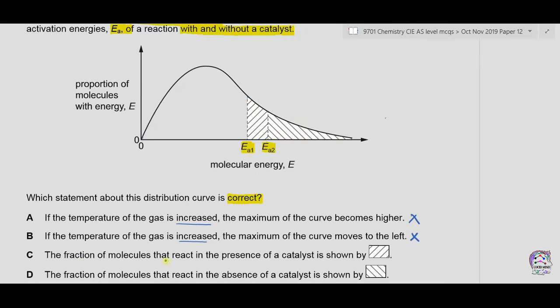C. The fraction of molecules that react in the presence of a catalyst is shown by these lines. Let's look into the diagram. We have EA2 and EA1. Now we know that whenever a catalyst is added, the activation energy is reduced. So therefore EA1 is with catalyst, and EA2 is the activation energy without catalyst.